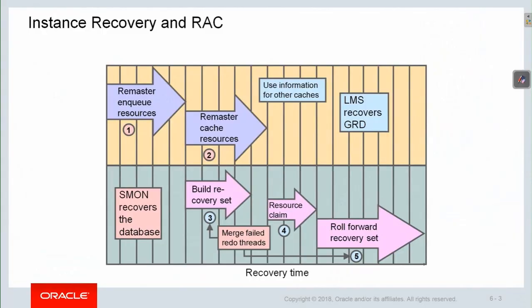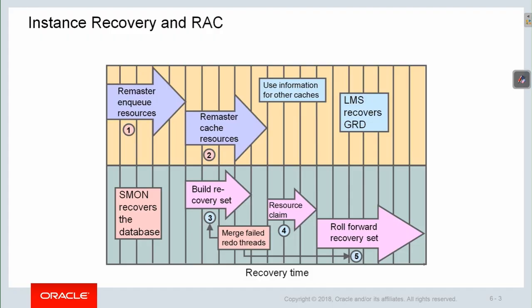Okay, so instance recovery in RAC. When you're looking at this slide, you see two different sections. The first scenario above is number one, remaster enqueue resources as a part of an instance recovery in a RAC environment, and remaster cache resources and use information from other caches, and LMS recovers the GRD. So what does that mean? We haven't covered this topic yet. We will get into cache management and enqueue management in lesson 7.